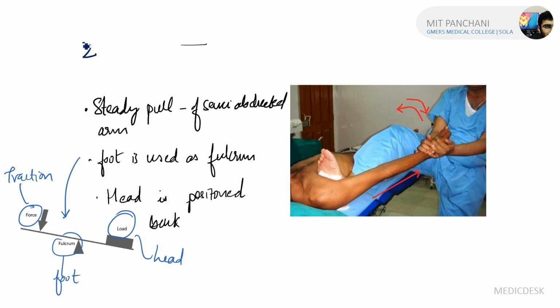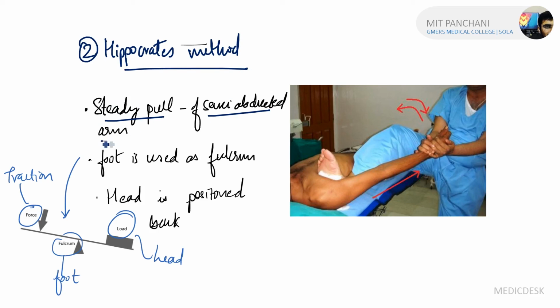The second one is Hippocrates method, or maneuver. Here a steady pull is given in the semi-abducted arm, as you can see here. The pull is given in this direction and the foot is used as a fulcrum, right? Here is the foot of the surgeon. The traction is given in this direction, and the head is positioned back using the foot as fulcrum. So that was Hippocrates method.